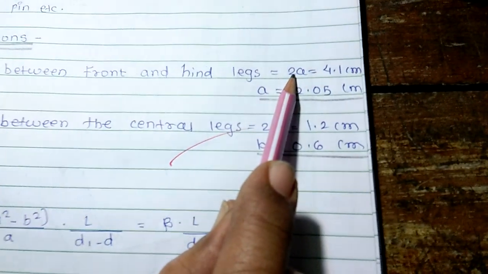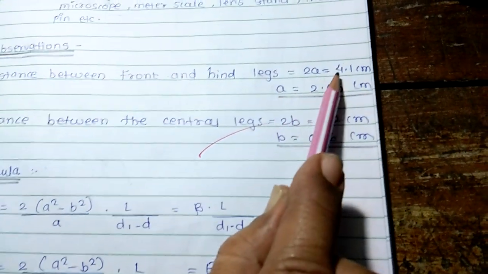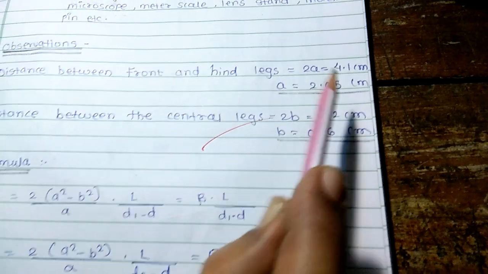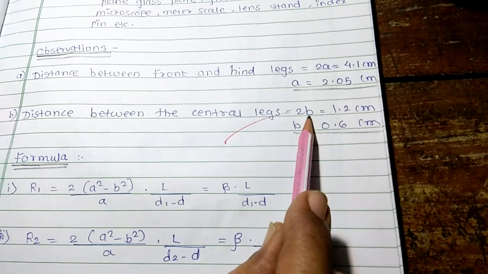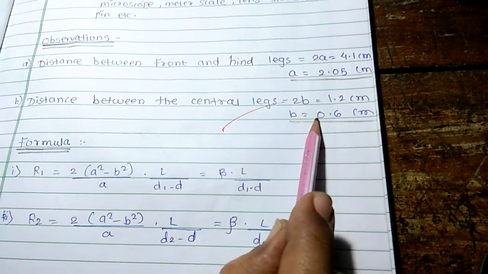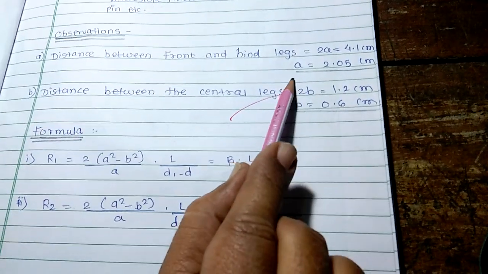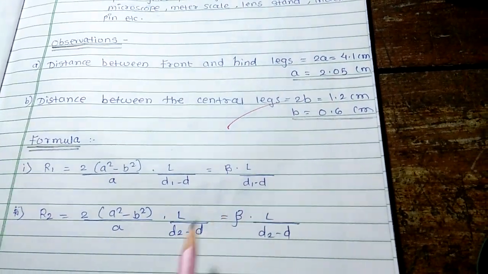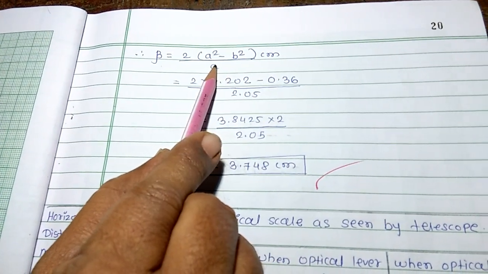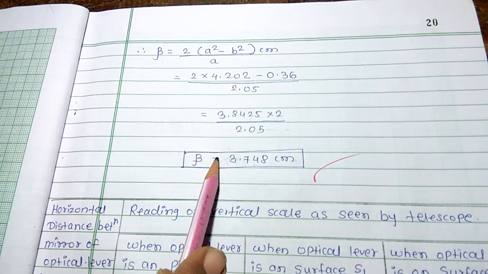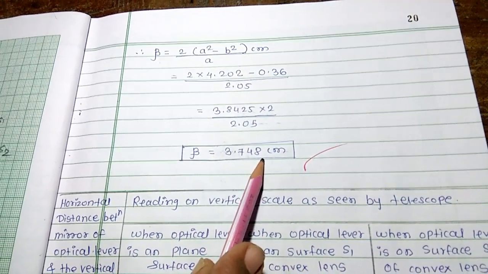The distance between front leg and hind leg is 2a, half of that is a. 4.1's half is 2.05. The distance between central legs is 2b, it is 1.2, half of that is 0.6. This is a and b. With the help of these values, we have to find out beta equals (a squared minus b squared) upon a. On substituting these values, we get beta equal to 3.748 for the optical lever.